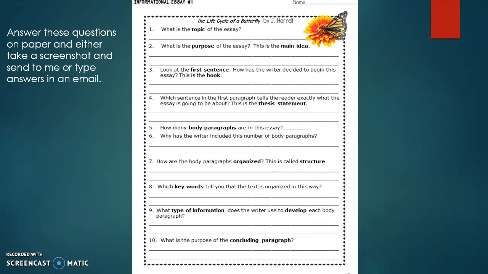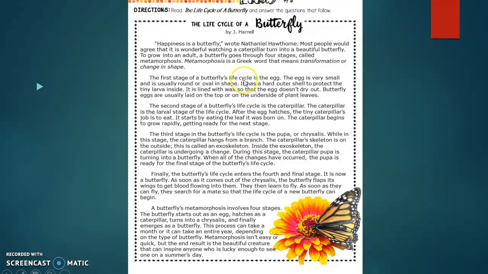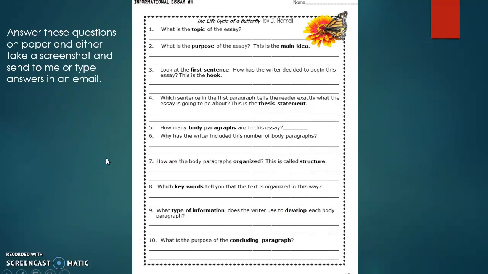Okay, number 9, what type of information does the writer use to develop each body paragraph? So each paragraph in the body is talking about the stage, right? The specific stage. And so the author is using details and describing each individual stage of metamorphosis. And then number 10, what's the purpose of the concluding paragraph? So really the purpose is to kind of sum it all up, to restate the thesis statement, and just kind of bring it all together in closing.